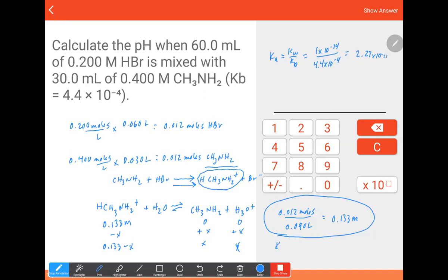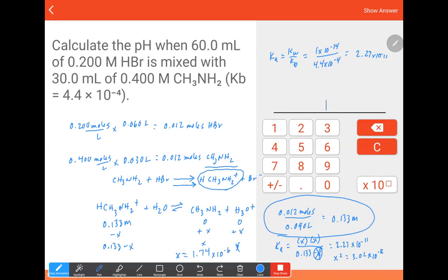Now I'm going to solve that, right? Ka is equal to products, one of my x's, two of my x's, over 0.133 minus x. We're going to use our x's small approximation. And that is equal to 2.27 times 10 to the minus 11th. So I'm going to multiply that number by 0.133, and I get x squared equals 3.02 times 10 to the minus 12th. Square root, and I get x equal to 1.74 times 10 to the minus 6.